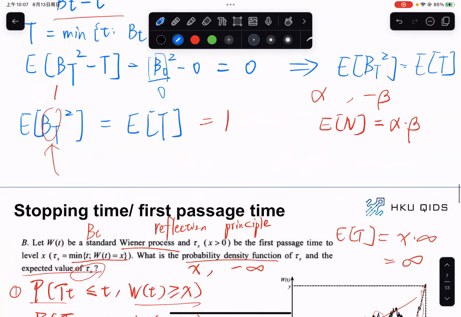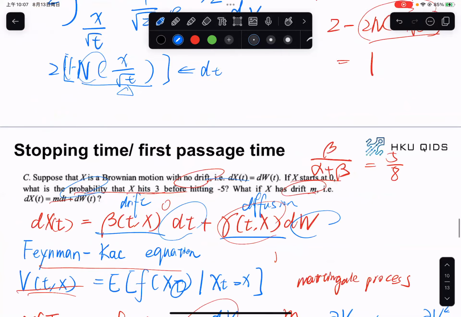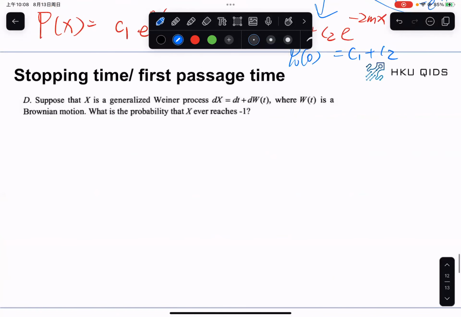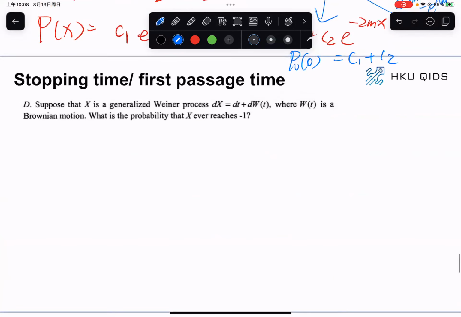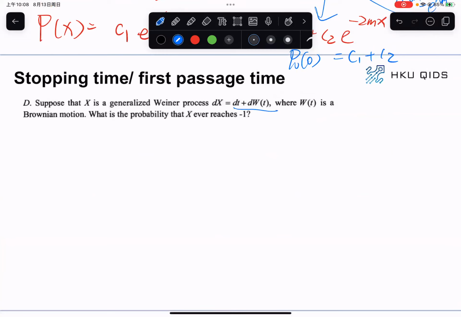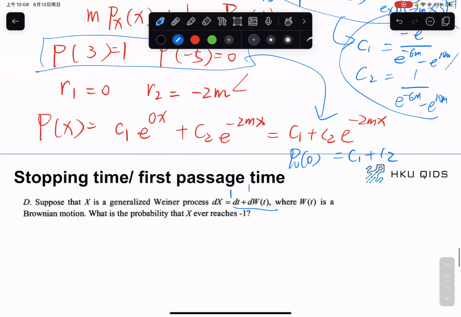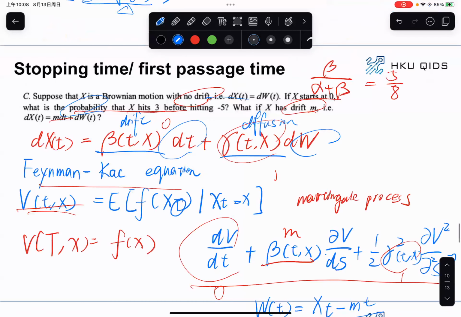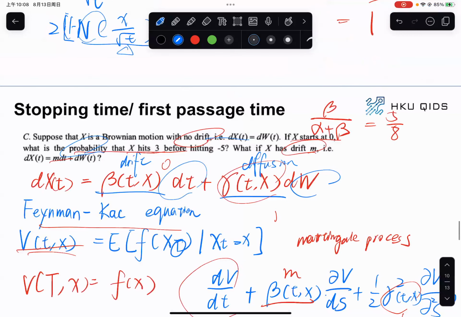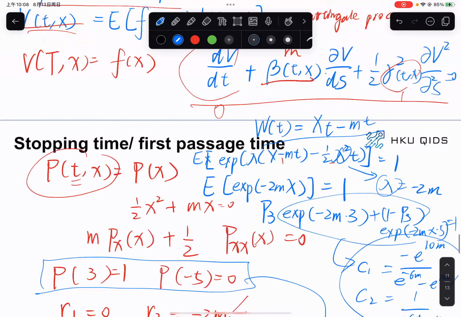Okay, so now the last question. Since x is a generalized linear process, it is going to be dt plus dW. So we have beta equal to 1 and the gamma function is also 1 by what is written here. So the drift item is 1 and the diffusion item is also 1. It is a general linear process.